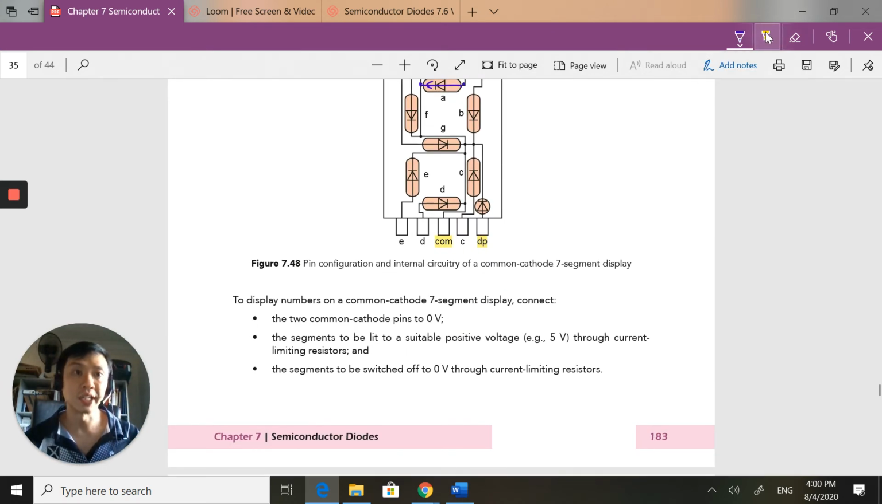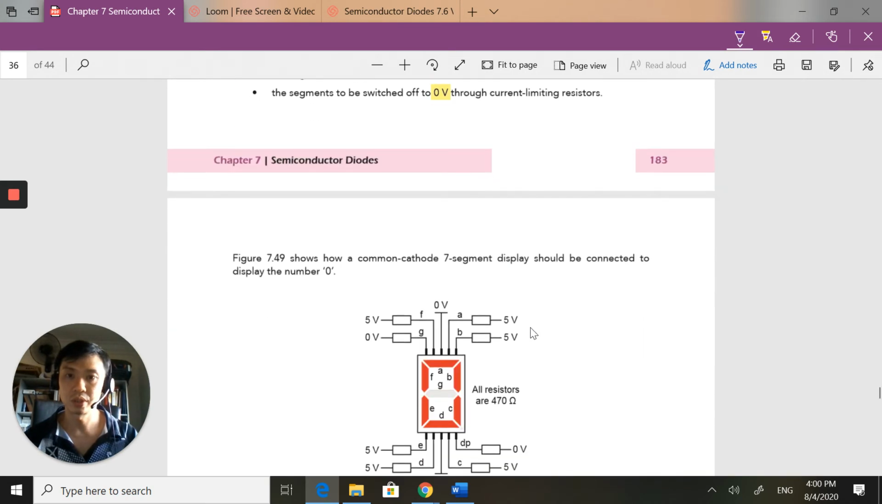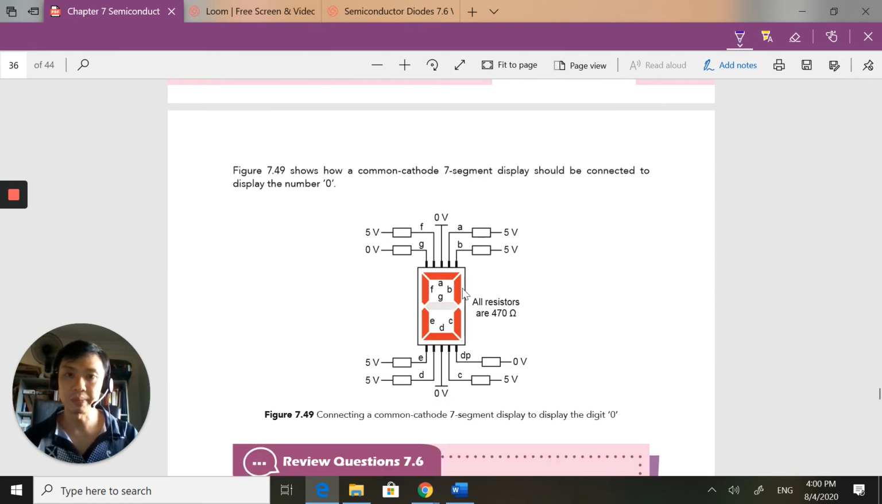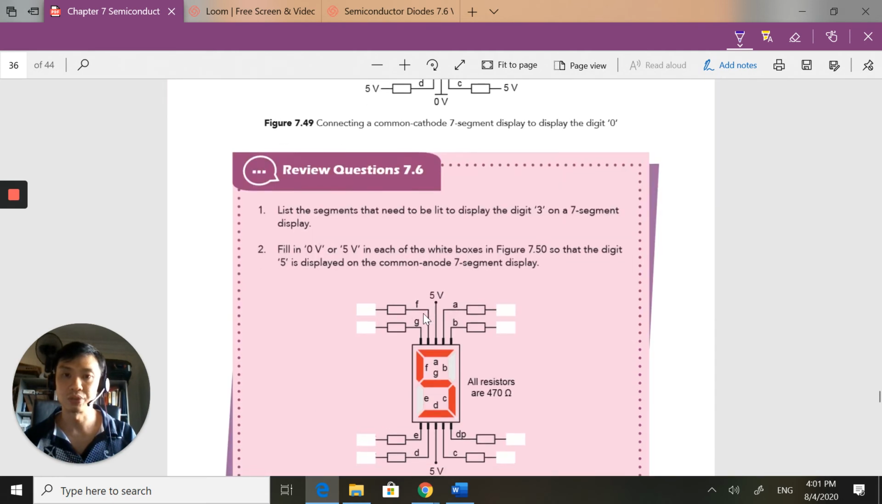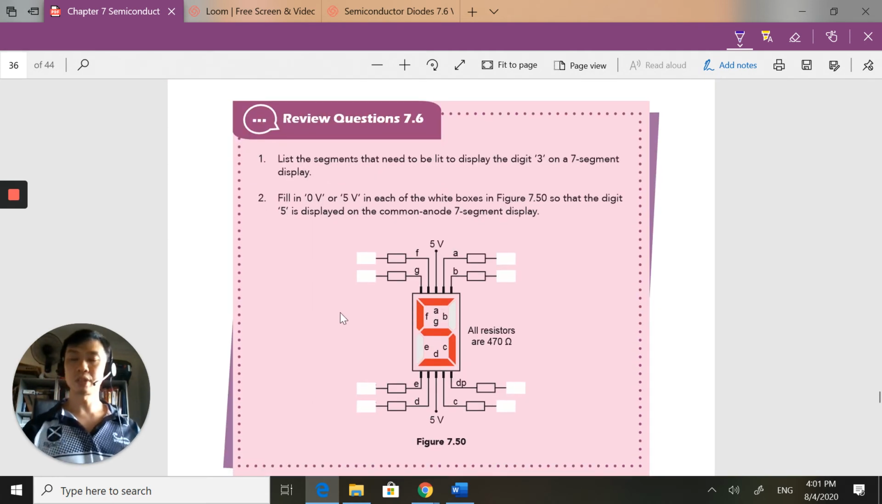So this is what I said earlier. The common pins will be put to 0 volts. The segments to be lit will be 5 volts. And to switch off that segment, you just put it to 0 volts. Okay, so same thing. To light up a 0, now the common is 0, and I want to light up A, I put A to 5, and so on and so forth.